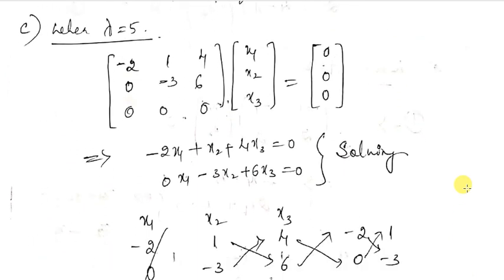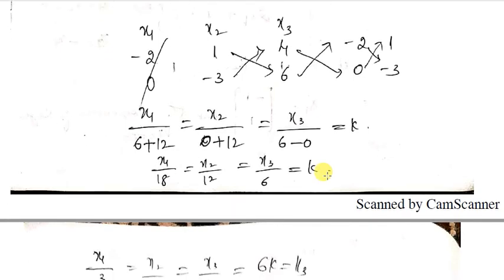Okay, so let me find for the last case. When lambda is equal to 5, the matrix equation will reduce to minus 2, 1, 4, 0, minus 3, 6, 0, 0, 0 into x1, x2, x3 is equal to 0, 0, 0. Now multiplying this, we get the system of equations, since the last row is 0, hence we get only two equations: minus 2x1 plus x2 plus 4x3 is equal to 0, 0x1 minus 3x2 plus 6x3 is equal to 0. Solving using the same rule of cross multiplication, we get x1 by 18, x2 by 12 is equal to x3 by 6.